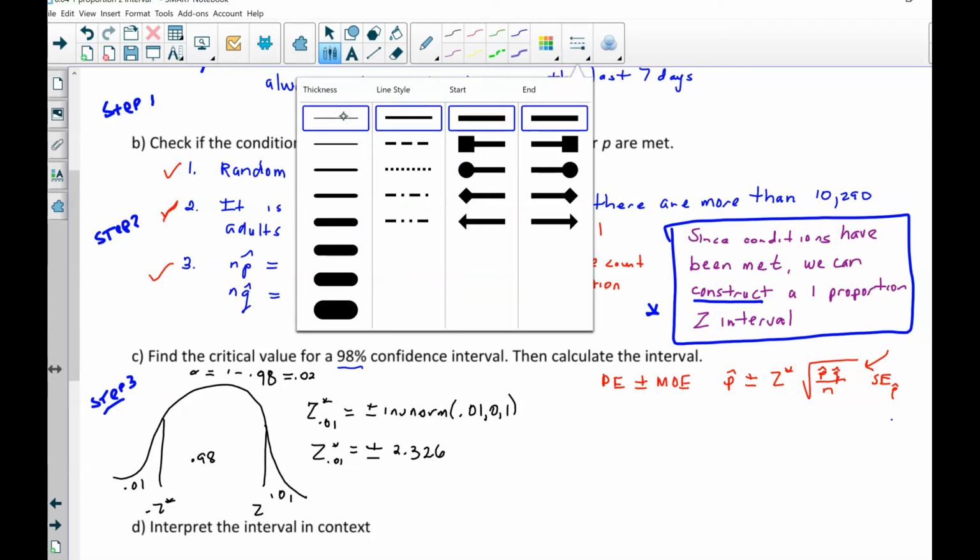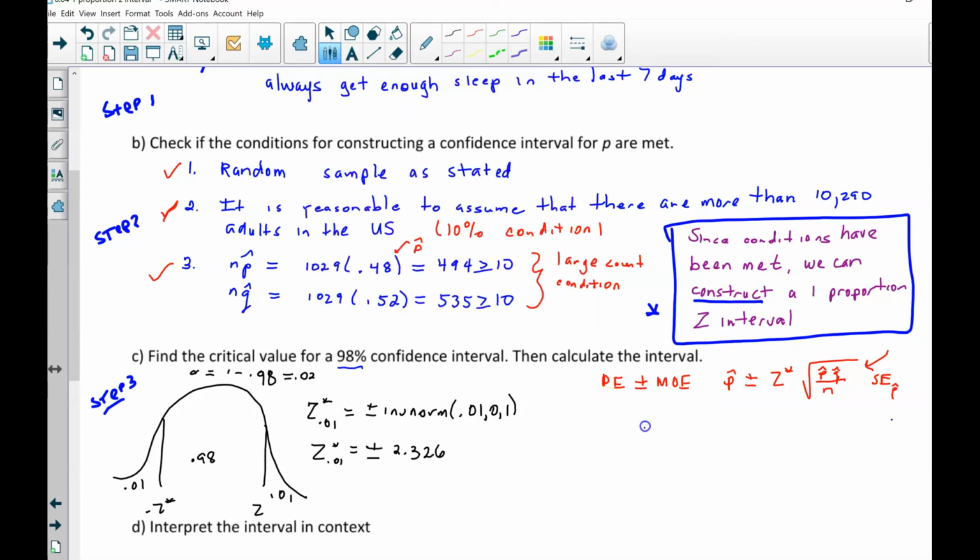So now let's just start substituting into the formula. So p hat is 0.48 plus or minus the critical value of 2.326 times, and you must show this step, the substitutions into the formula, in order for you to receive credit. So it would be 0.48 times 0.52 over, what is the sample size again? 1,029.